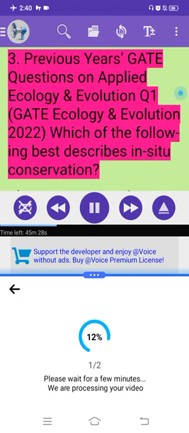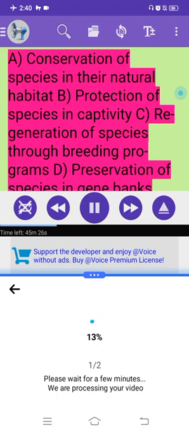3. Previous year's GATE questions on applied ecology and evolution. Q1 GATE Ecology and Evolution 2022. Which of the following best describes in situ conservation? A. Conservation of species in their natural habitat.